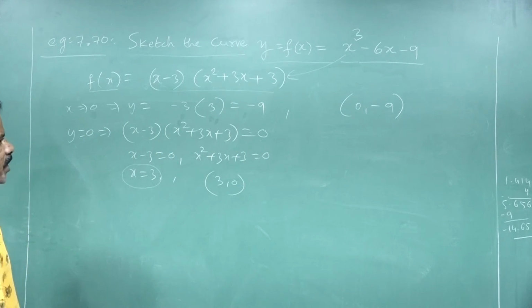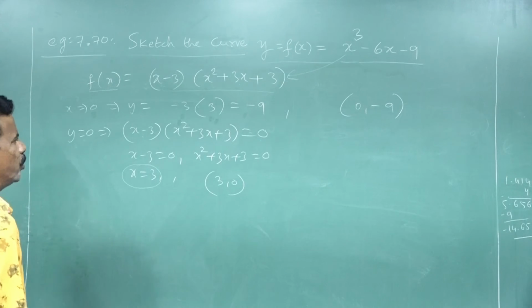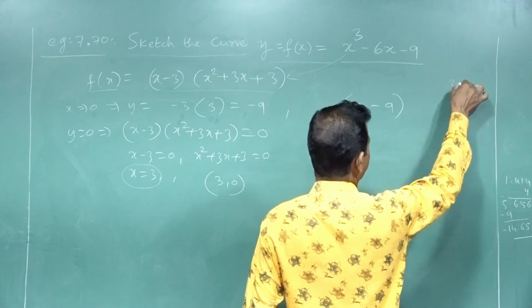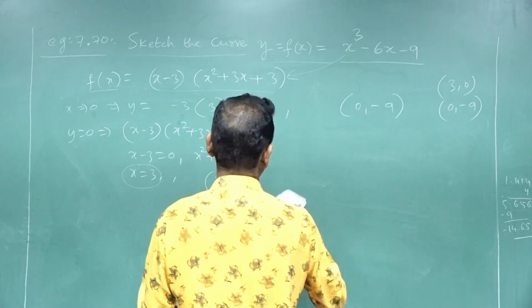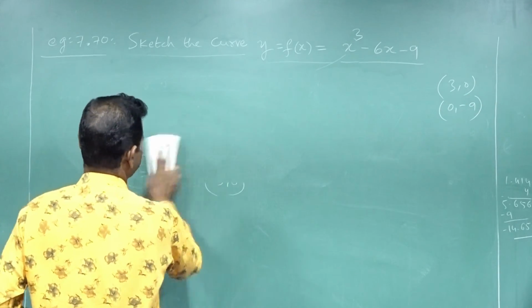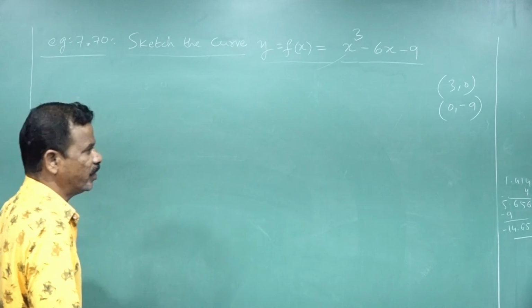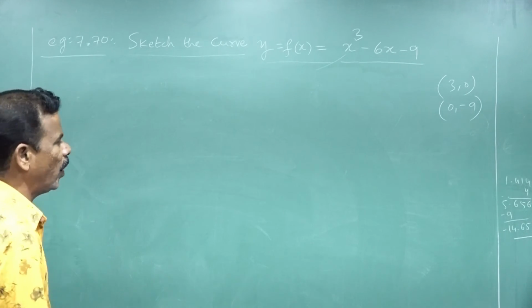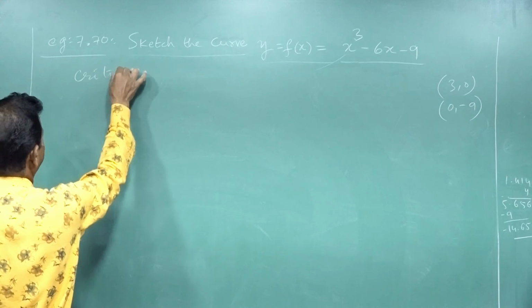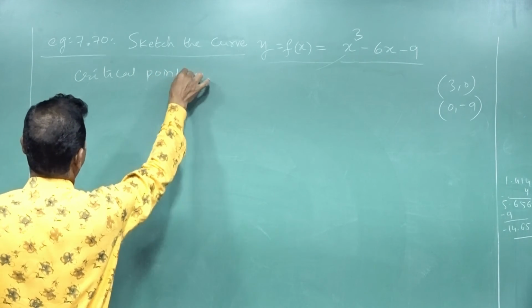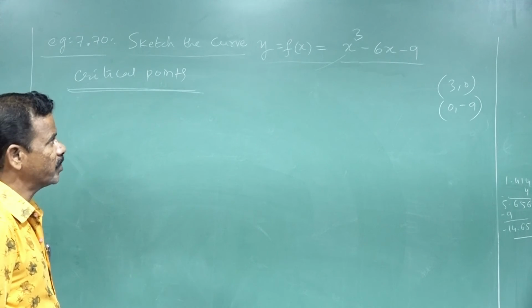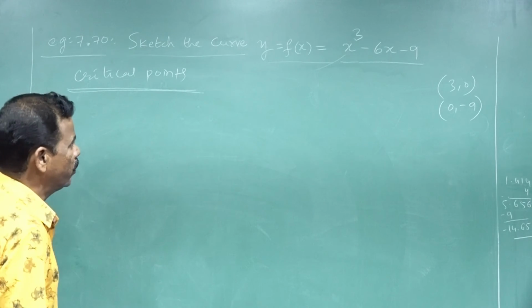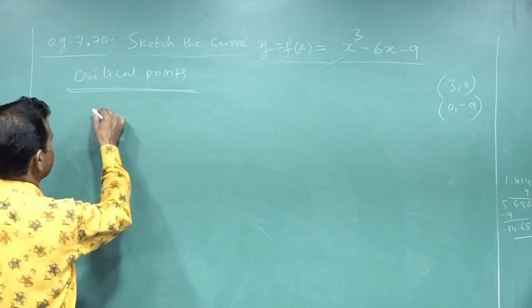So anyhow, the intercepts of the curves are 0 comma minus 9 and 3 comma 0. After this, next, critical points. What are the critical points? What is the process? F dash x is equal to 0. Then the x values are the critical points.